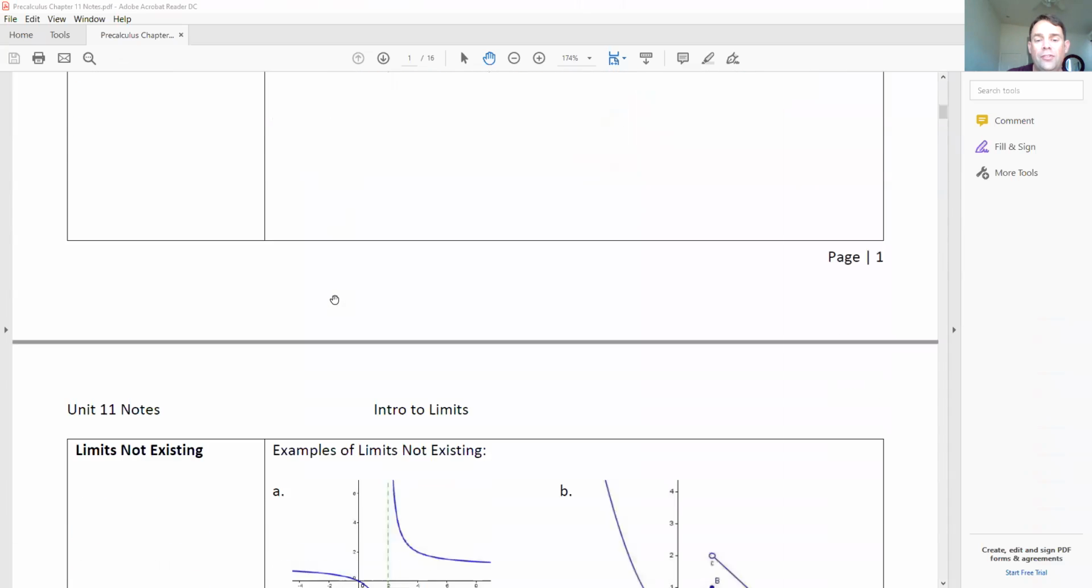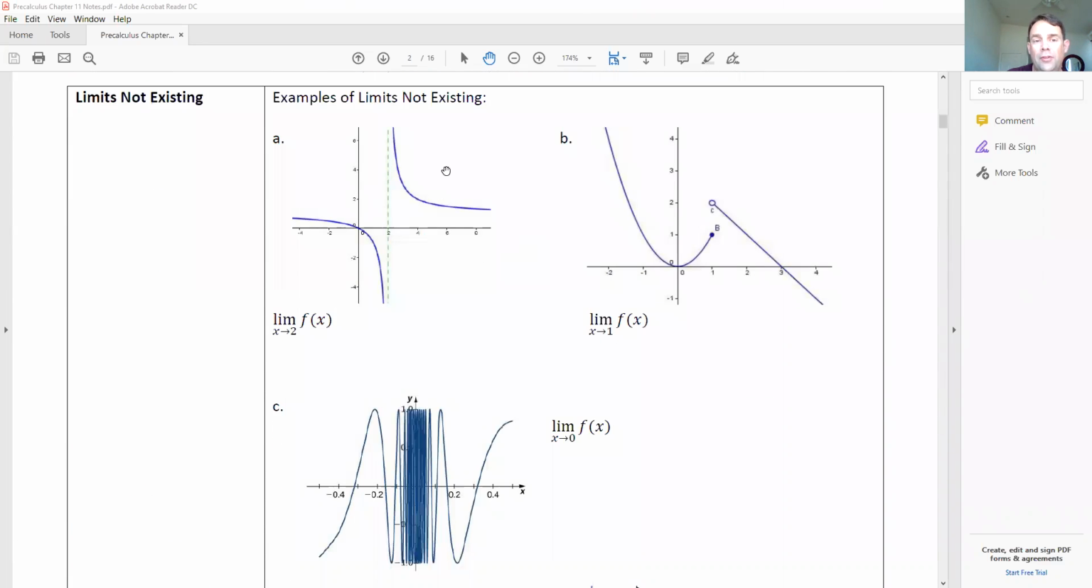What about when a limit doesn't exist? Well, there are three types of those. The first one, and this is where we get to the Mean Girls thing, is when the graph goes to infinity, either negative infinity or positive infinity. As that graph comes up here, if it looks like it's going to negative infinity or positive infinity, we say that the limit doesn't exist. We say it doesn't exist because it's unbounded.